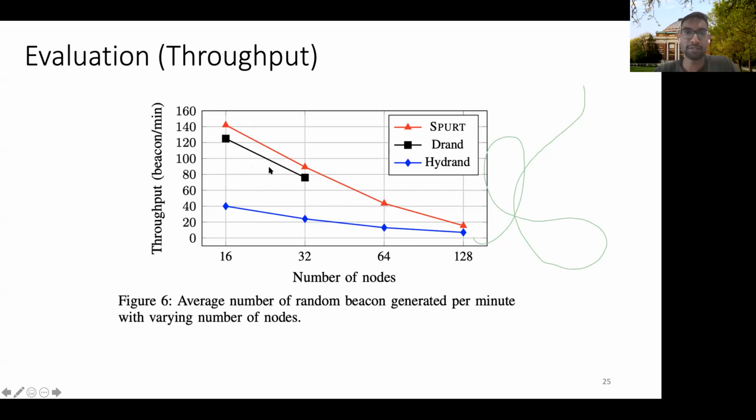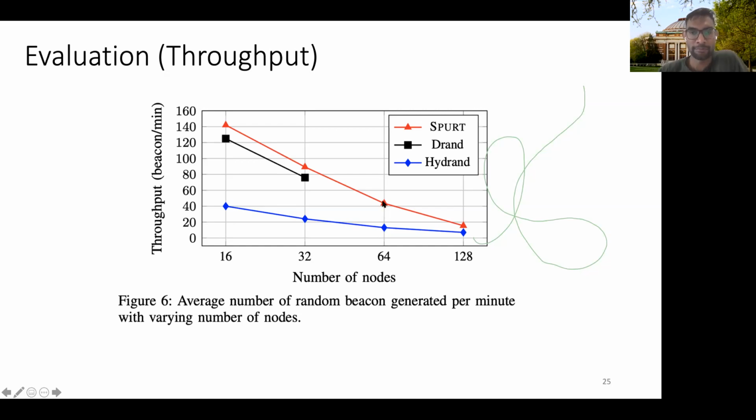We also try to run DRAND in the same setting, but what we observed is that the DKG phase of DRAND, when we try to run it for 64 nodes, doesn't terminate. It throws up some error that we didn't debug, but it was not terminating.